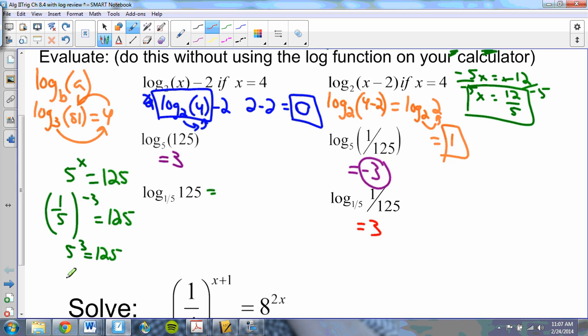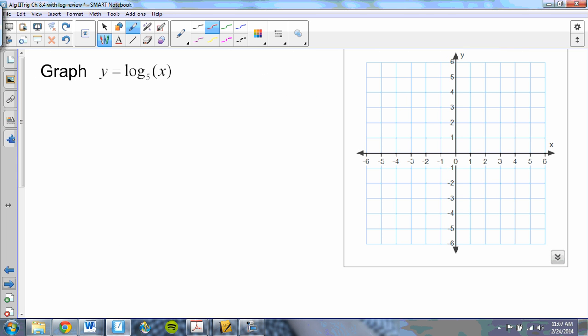So we're going to talk about graphing now. We just went over evaluating logs and simplifying logs, now we're going to graph a little bit. When you're graphing, the main question you have to ask yourself is, what should I plug in for x? That's the question.